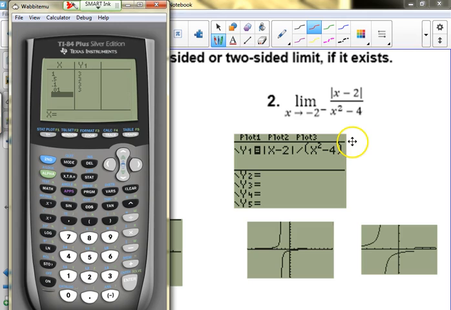This one is absolute value of x minus 2, and then divided by, we need parentheses around the denominator, right? x squared minus 4.